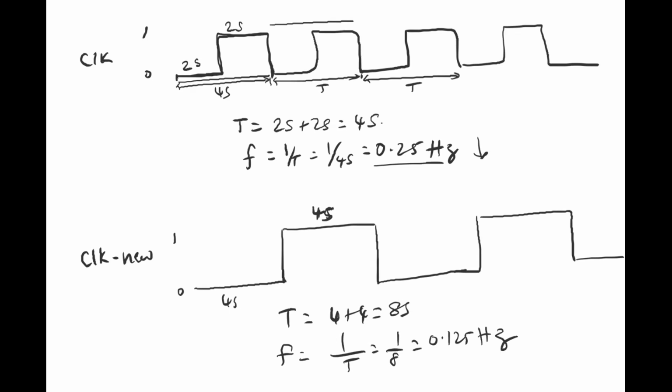So now I have a new clock which has a divided frequency, which is less than 0.25 hertz. And if you observe it carefully, by what factor has the frequency gone down? By half. So you are basically dividing your clock frequency by half. Whenever I say I'm dividing the clock, what I mean is I'm dividing the frequency. So this new clock is basically a half frequency clock of the original clock.